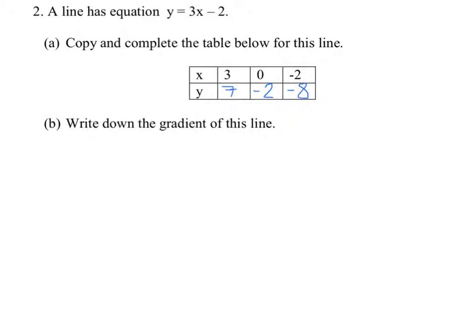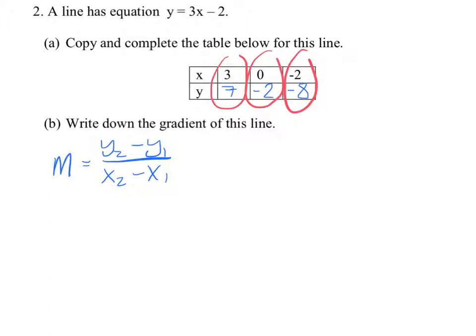So in order to find the gradient of the line, what we do is use the gradient formula, which is m equals y2 take away y1 over x2 take away x1. In order to use this equation, we need 2 points, and what we have up here in our table is just that. That x and y term represents 1 point, here's another, and here's another. We just need 2 of the points, so I'm just going to select the first 2, this one and this one. Now I'm going to write them down first of all.